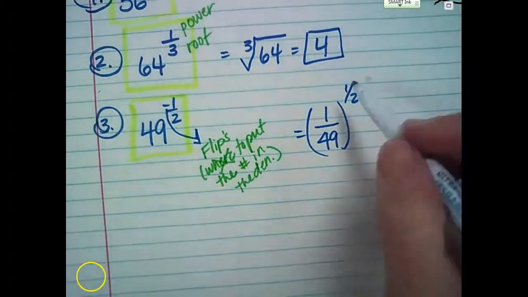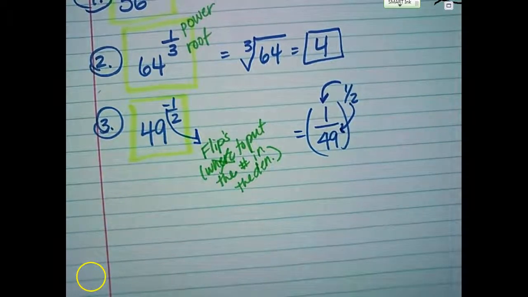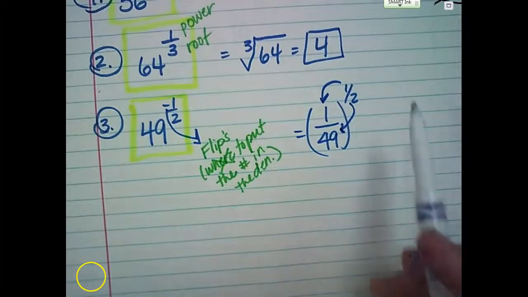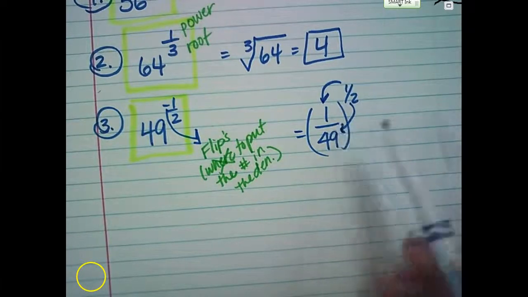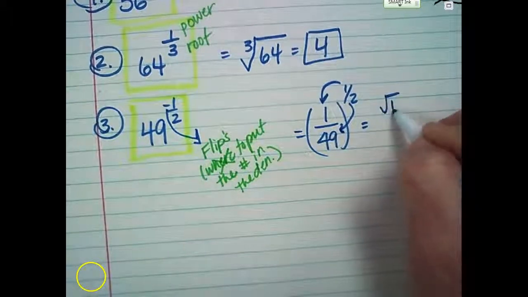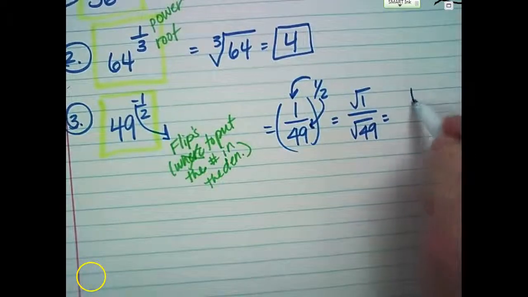Well, it applies to both. The 1/2 applies here and here. We've learned that, haven't we? And we know that's power over root. So I'm looking for the square root. I'm looking for the square root of 1 over the square root of 49, which is 1 over 7.